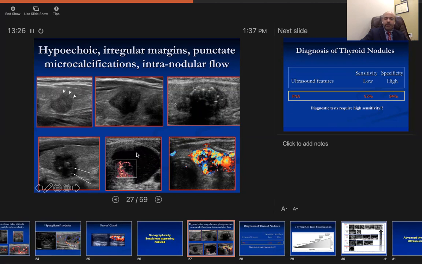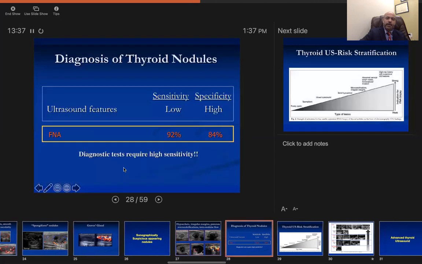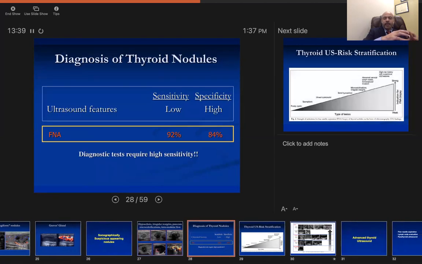This is a complex cyst-solid nodule, and this is the very vascular solid component. The more vascular it is, the more suspicious it is for underlying malignancy. So this is an important slide, just making an academic point: if our ultrasound gives us so much information about a particular nodule being benign or malignant, why don't we pick it as a gold standard test to rule in and rule out?